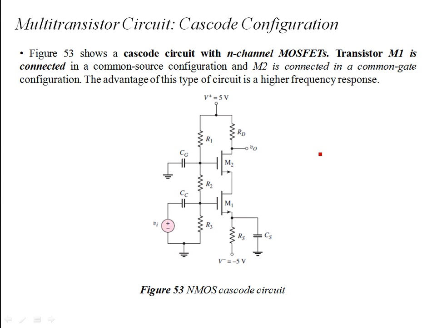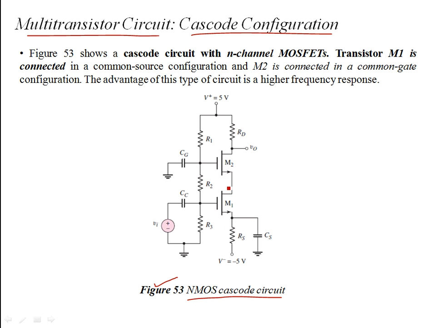Cascade configurations, if you are considering a multi-transistor circuit, you can have other configurations like Cascode configurations. Later on, you will also learn about differential amplifier configuration. So there could be more than one multi-stage or multi-transistor circuit configuration. For example, this figure 53 over here shows an NMOS N-channel MOSFET Cascode circuit in which the load is stacked up.